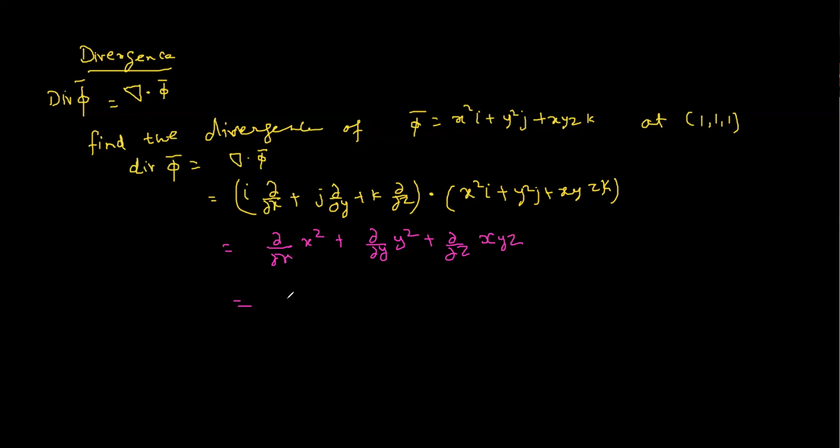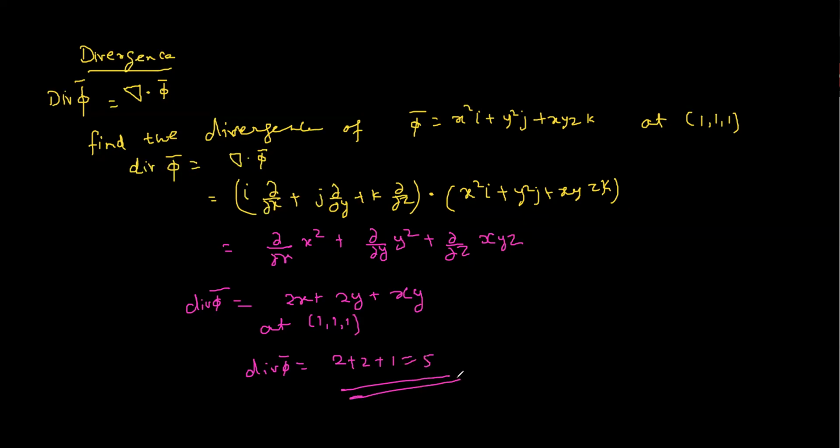So the derivative of x square is 2x, the derivative of y square is 2y, the derivative of xyz with respect to z will be xy, right? And at the point 1, 1, 1 it will be 2 plus 2 plus 1, that is 5. Okay, understood? So this is divergence.